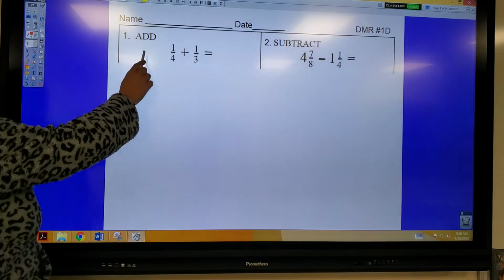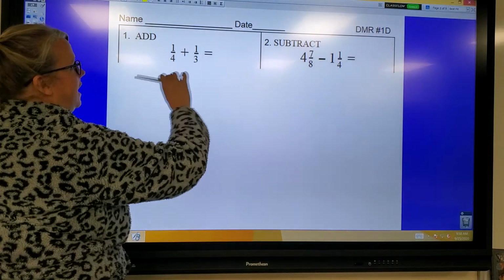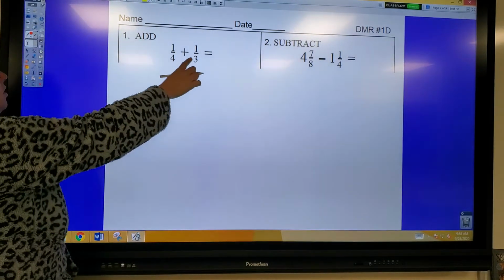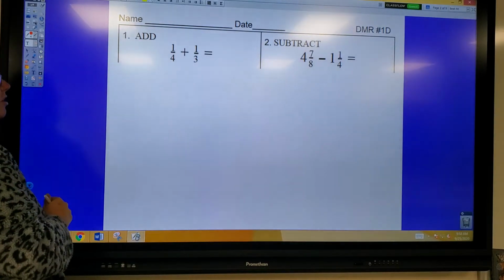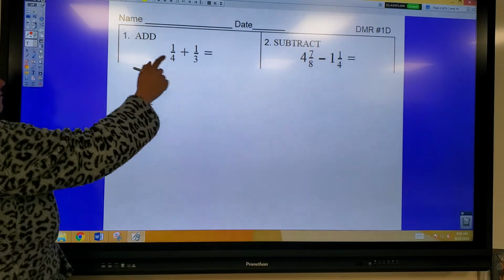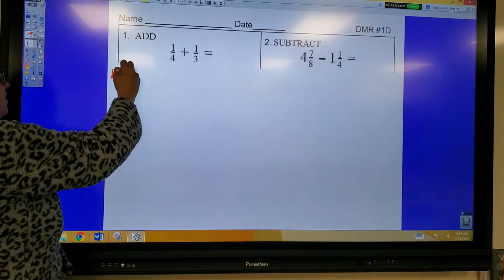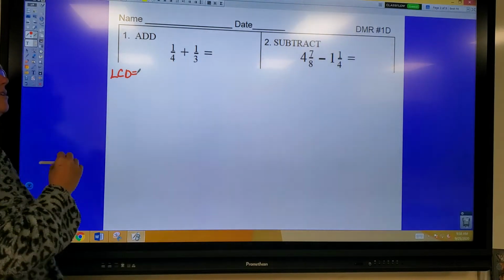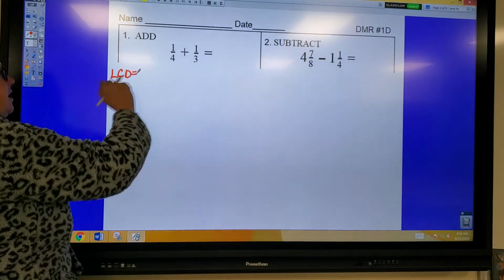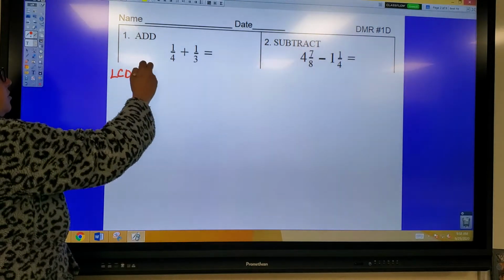Whenever I am adding or subtracting, I must have the same denominator. And you can see in number 1, I do not have the same denominator. So I need to think about what is going to be my common denominator of 4 and 3. And that takes us back to finding that LCD like we did in DMR-C. So the LCD of 4 and 3 is 12.